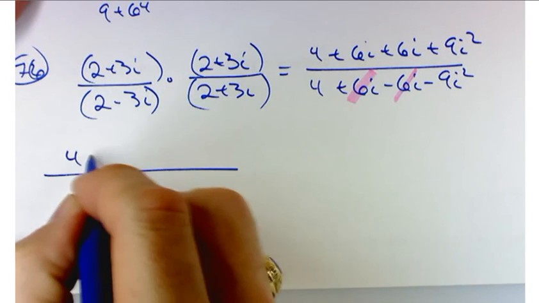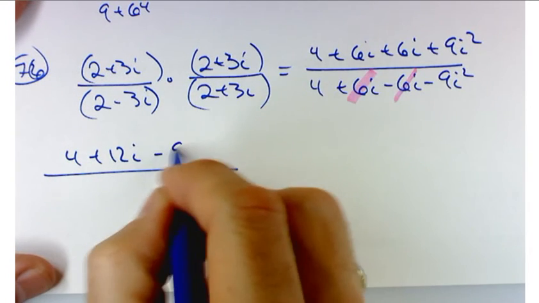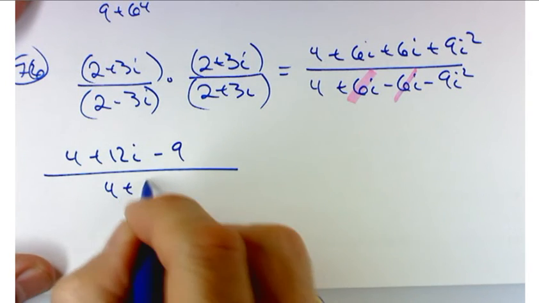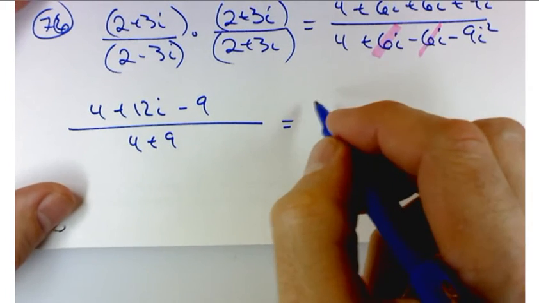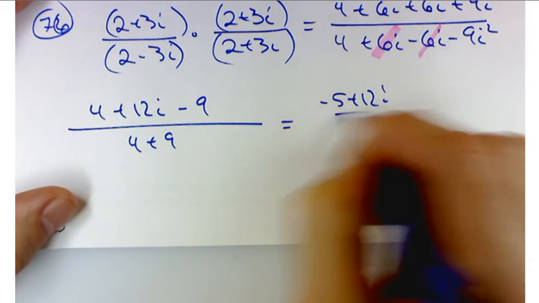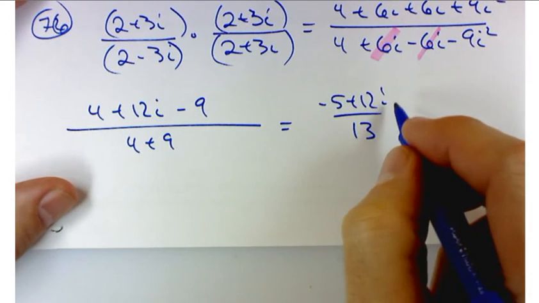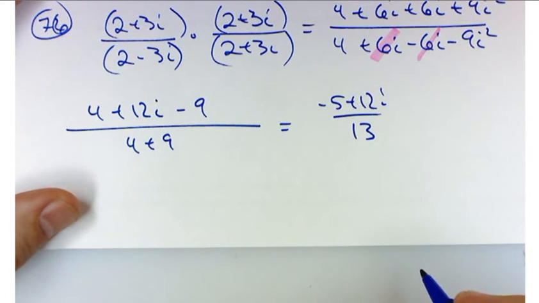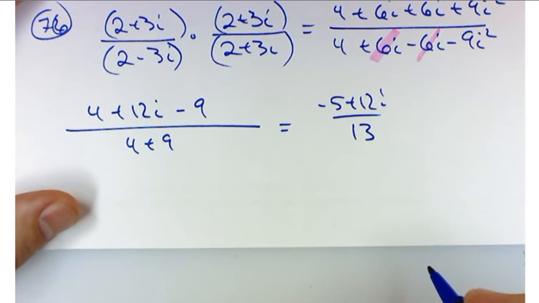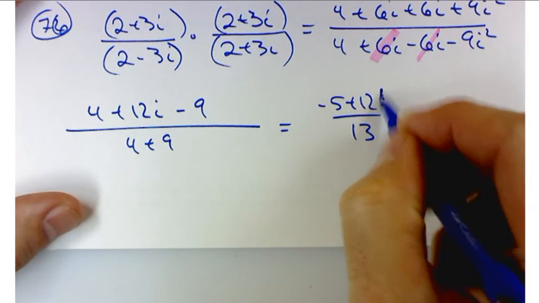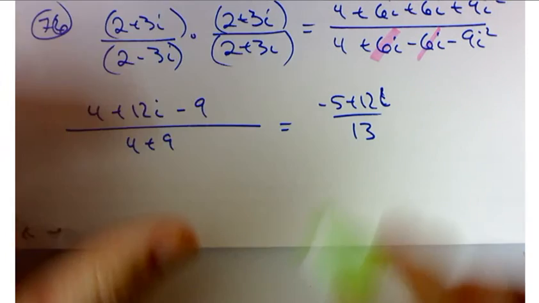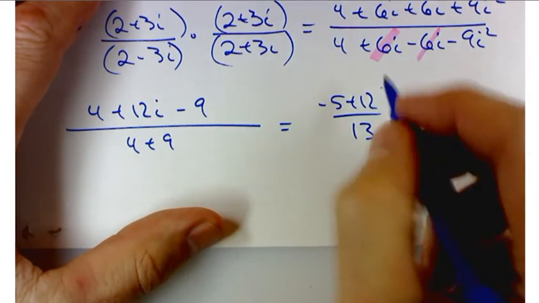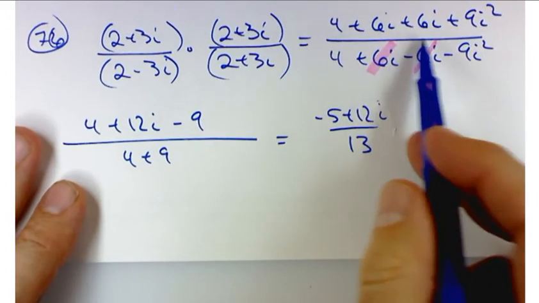So 4 plus 12i minus 9 over 4 plus 9. If I combine like terms, I'll get negative 5 plus 12i over 13. Good question. The answer is no. When you add those, it doesn't become a square. You just add the coefficients. So 6 and 6 gives me 12, and the units are i.